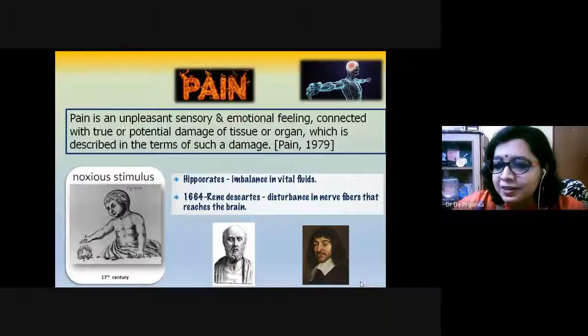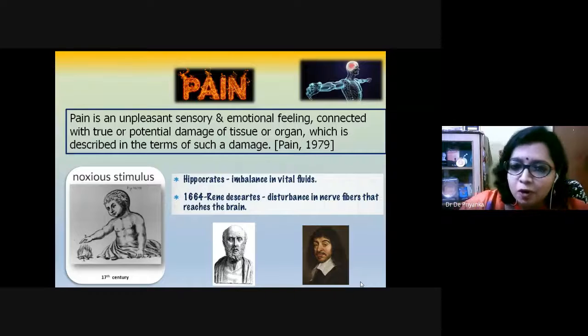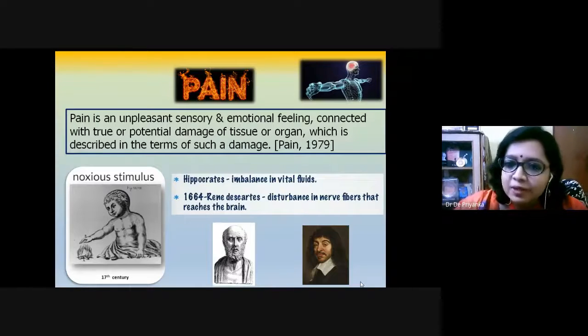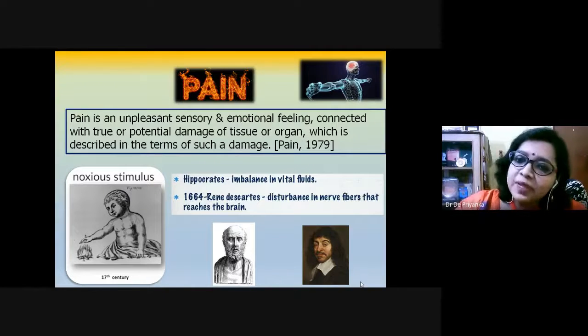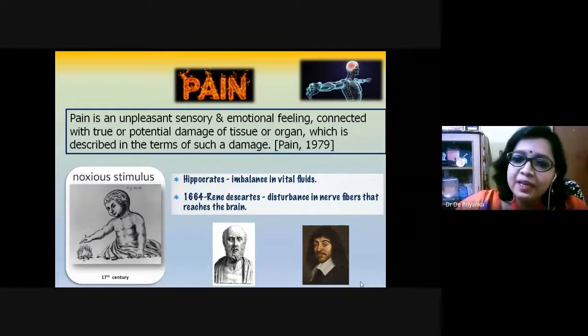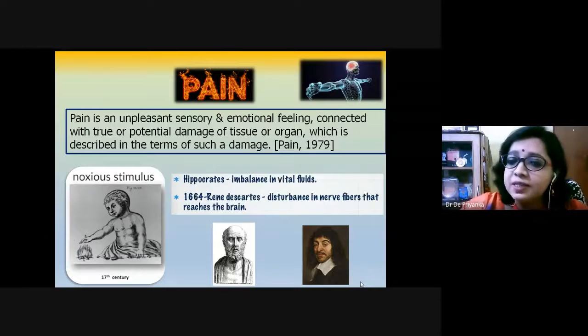It is very interesting that the word pain was already there, but it was not introduced in a scientific manner. Hippocrates, who is considered the father of modern medicine, first mentioned that the pain which happens in our body is due to the imbalance in various types of body fluids in our body. But afterwards, the picture shown here is taken from René Descartes' book, which was published in the year 1664.